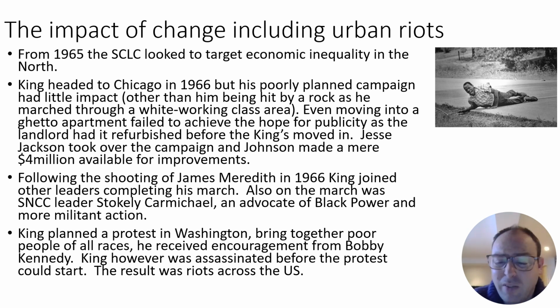Johnson made some money available for urban renewal, about $4 million, but this was nowhere near enough to deal with the significant problems that there were. In 66, King's focus was shifted following the shooting of James Meredith, and King and other civil rights leaders set off to complete Meredith's march for him.